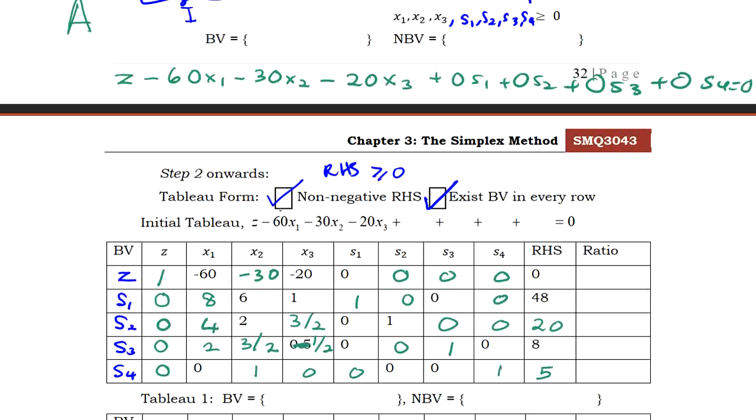So for this initial tableau, BV is on this column. So we have S1, S2, S3, and S4 as BVs. And the rest of the variables are considered as NBV, non-basic variables. So we have x1, x2, x3. Okay, so we have 7 variables here, 4 BV and 3 NBV.